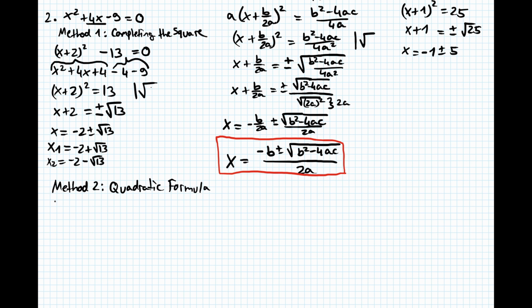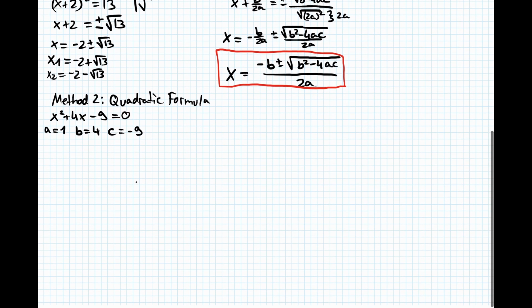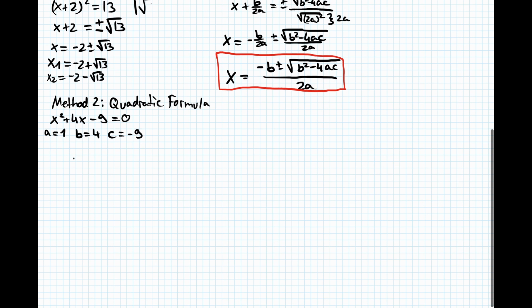Okay, so if we have x squared plus 4x minus 9 equals 0, now the a is 1, there's no factor in front. Our b is equal to 4 right here, and our c is equal to negative 9. Okay, now just plug it into the equation.